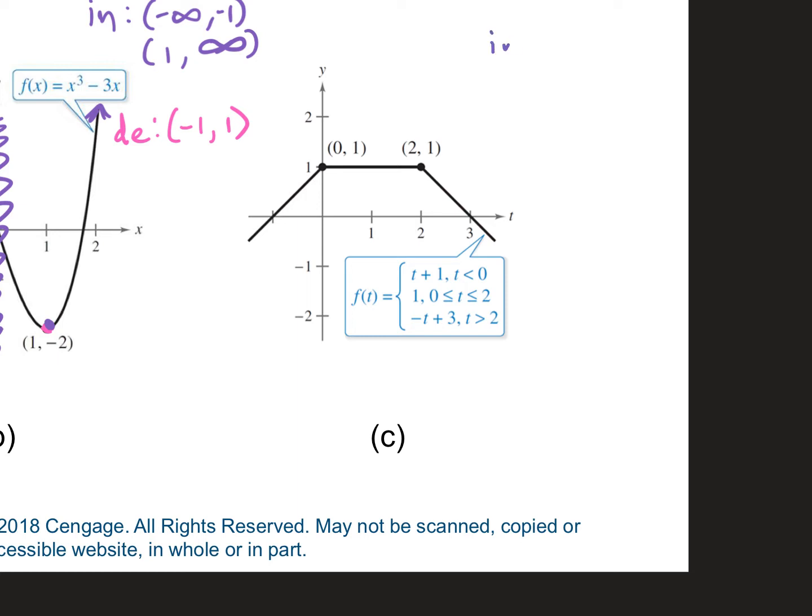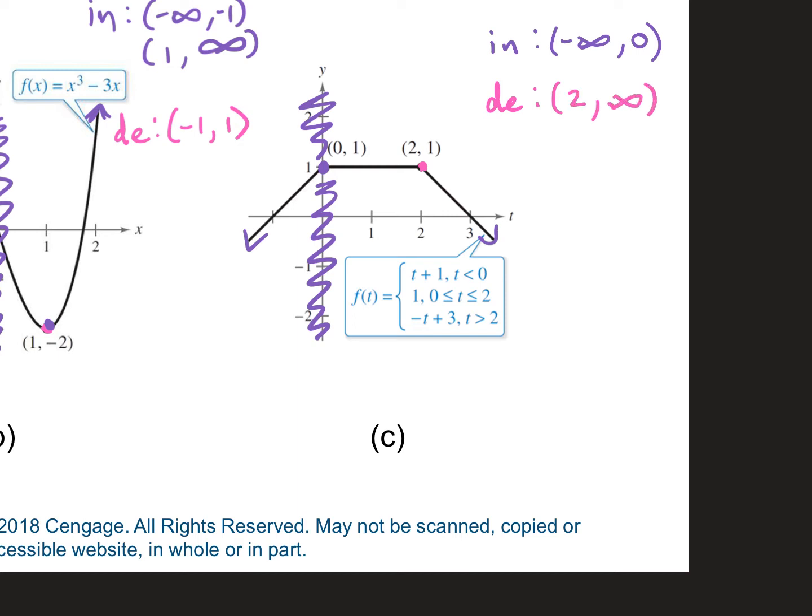So let's start with increasing for C. Again, we can assume that these have arrows here. So we're increasing from negative infinity until we get to this point here, which is 0. So remember, we ignore the values on the y-axis. We only care about the x-axis. We would be decreasing from 2 to infinity. And then we're constant in the middle here, so that would be from 0 to 2.